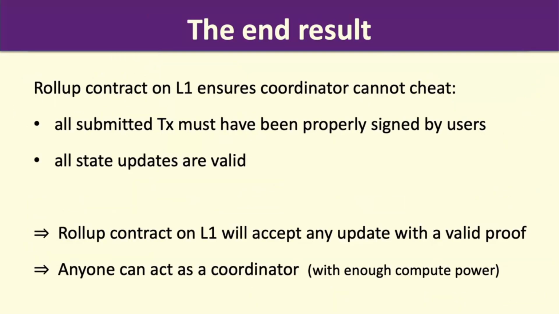So the end result is that the rollup contract on the L1 ensures that the coordinators or the sequencers cannot cheat, and I say anyone can act as a coordinator and prover. This is not true in reality. This is my academic hat. If you wear a systems hat, this is actually quite complicated. But at least in theory, this is true. And nowadays we put even more power, they need to have a lot of GPUs in order to run these proof systems efficiently.